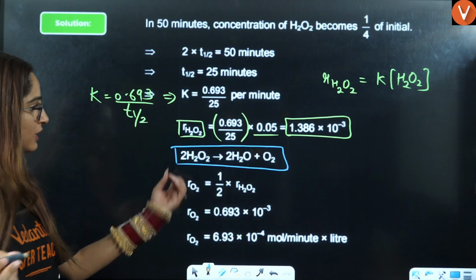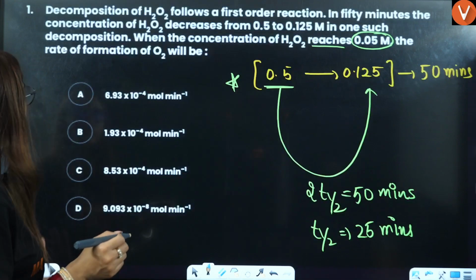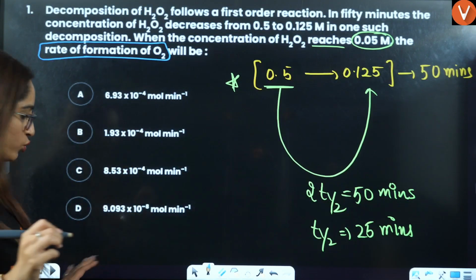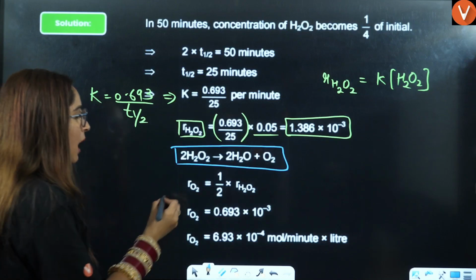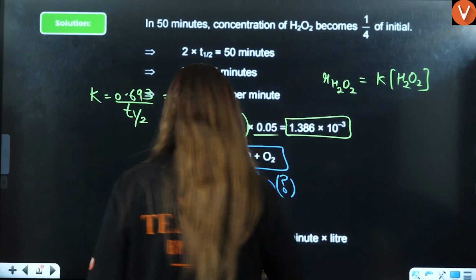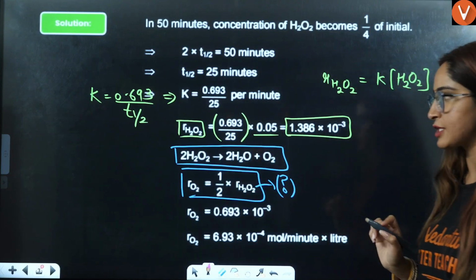In this decomposition reaction, when you balance it out, what we have to find out is the rate of formation of O2. Right. So, ma'am, how did you get this expression? Ma'am, how can you directly get this expression? That is the major point here. Right. So, I'll tell you how we got this expression.